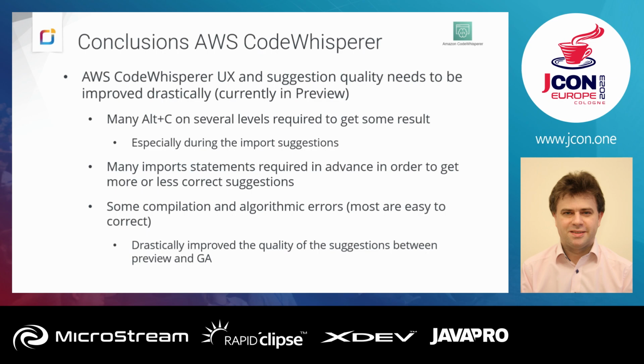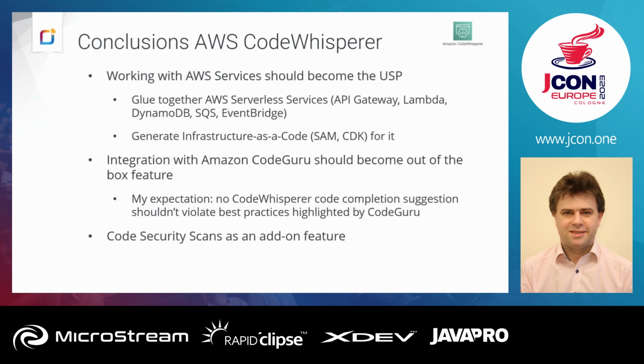GitHub Copilot can suggest blocks, independent blocks, so I just don't need to interact with it on this low level. So yeah, there were some algorithmic errors, also some compilation issues. And for me, working with AWS services should become the USP of this tool, which is currently not the case.